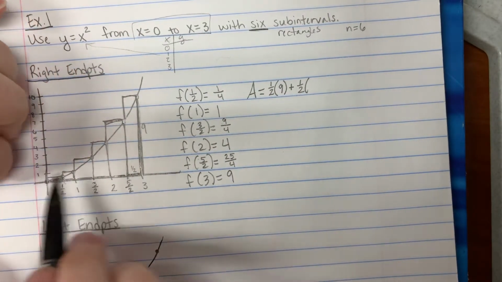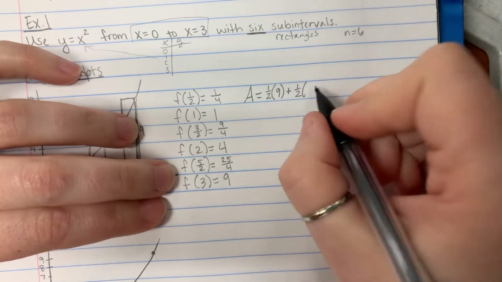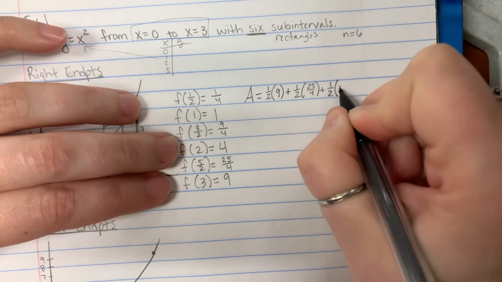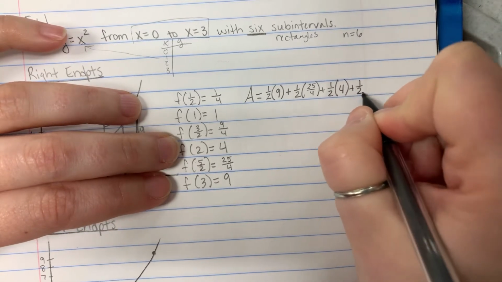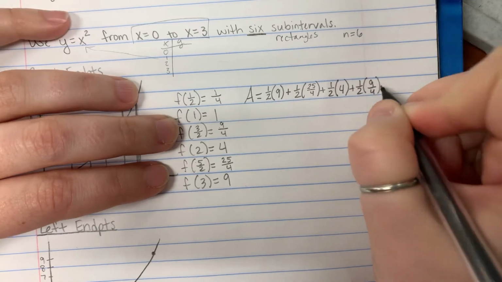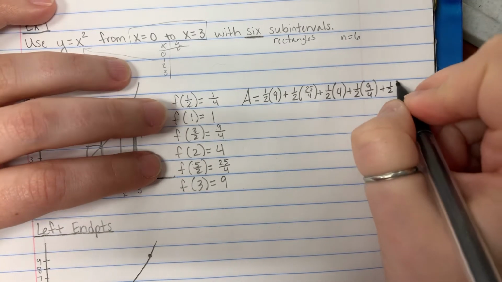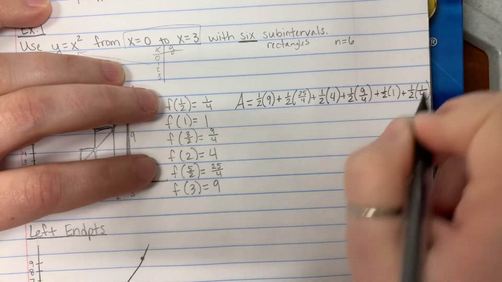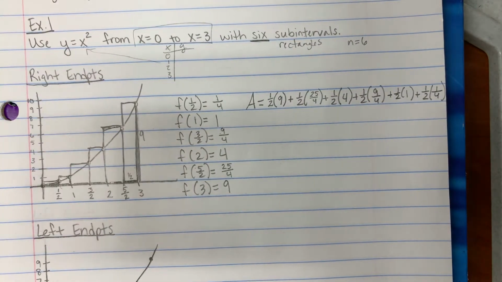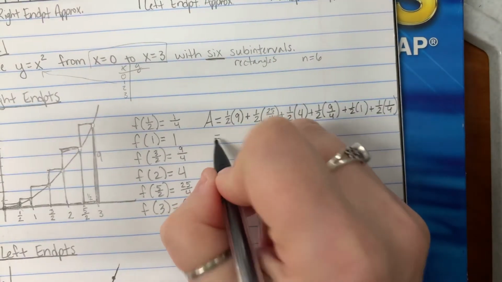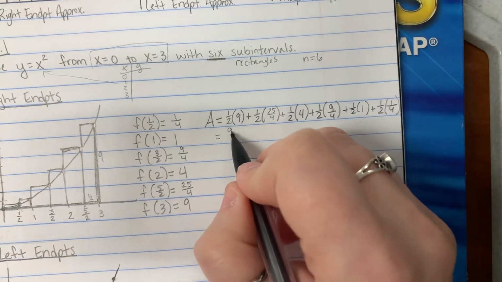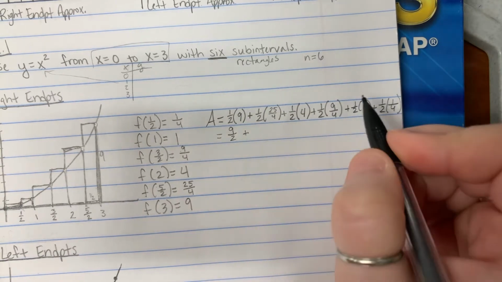So I'm going to go backwards. I'm going to do from 9 all the way down. So this one was 25/4. This one was 1/2 times 4. This one was 1/2 times 9/4. This one was 1/2 times 1. And then my last one was 1/2 times 1/4. Okay, so that's a whole lot of messy fraction work, but we can get there. So again, you can use a calculator for this. So this one ends up 9/2. You can simplify that if you want. I'm just going to leave it 9/2.